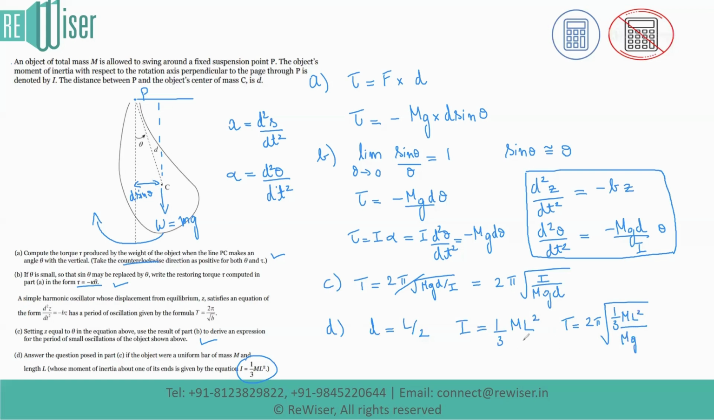mg times d. Now, d is L by 2, which I will write as such. So L square and L cancel, m and m cancel, giving my final equation as 2 pi times the square root of 2 by 3 L divided by g. That's it. So this is the solution to the given question.